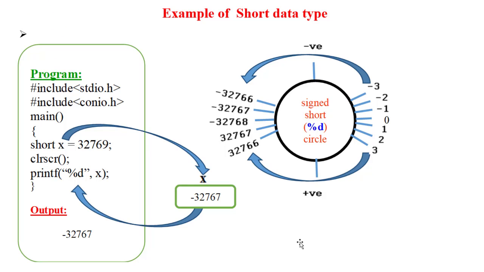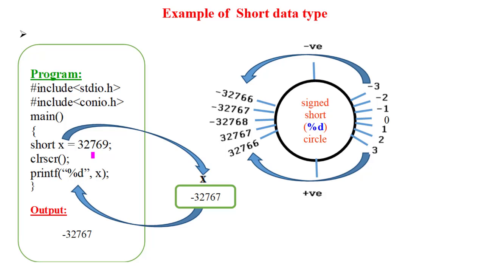Next, coming to another example. Say the variable is x and the value of x I have given here is 32,769. We want to display the value of x. We have used the function printf %d, x. As nothing has been defined whether it is signed or unsigned, by default it is signed short. So to get signed short integer data, the format specifier is %d. Now what will be the output in this case?